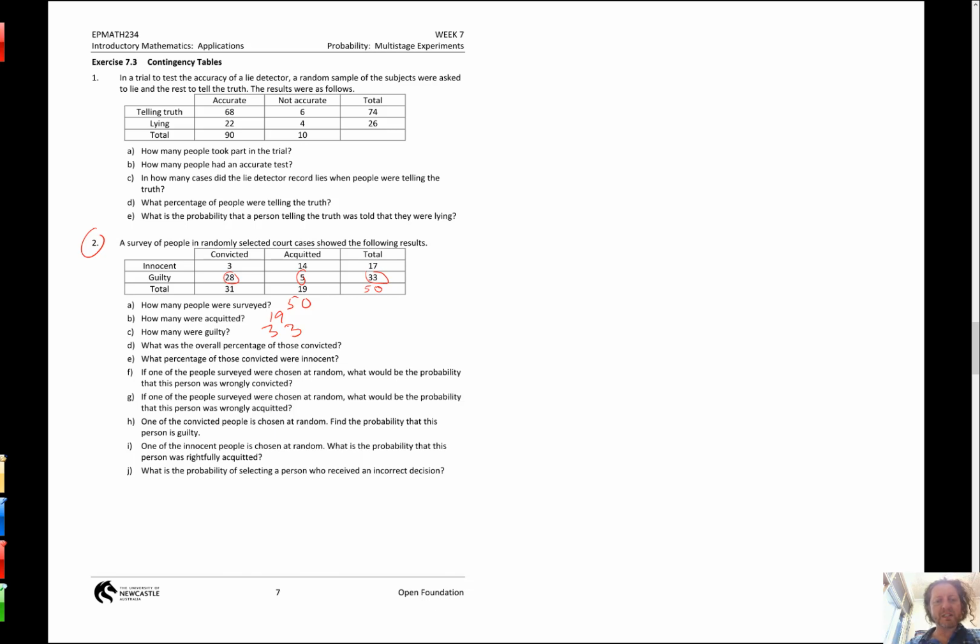What was the overall percentage of those convicted? Well, it's how many convicted people we had out of everyone. There were 31 convicted people out of 50, and I'm just going to cheat and say 31 on 50 is the same as 62 on 100, which is literally 62%. Or I could have gone to my calculator and said 31 divided by 50 and then times by 100 to make a percent. I would have got 62.